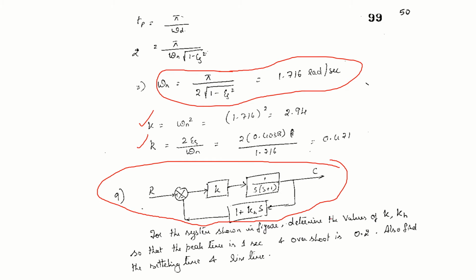For the system shown in figure, determine the values of K and KH. Peak time is given as 1 second, overshoot is 0.2. Also find the settling time and rise time. A similar example.